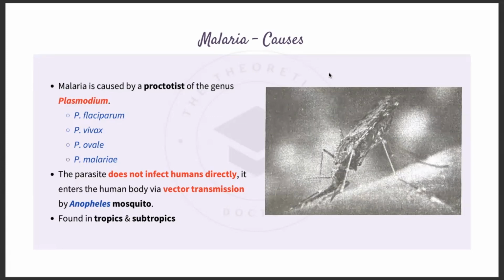It spreads by mosquito as well. It is by the Anopheles mosquito. It does not infect humans directly, and it enters the human body via vector transmission. Just like dengue, it is spread by Aedes aegypti and Aedes albopictus, but in malaria, it's by Anopheles mosquito, as you can see in the picture over there. This mosquito rests on a surface at a 45-degree angle and mostly bites at night. It is found in tropics and subtropics.